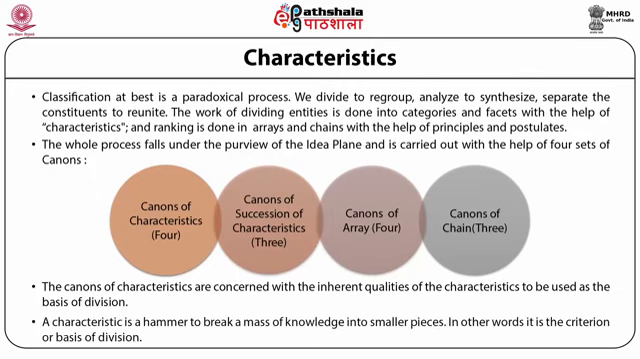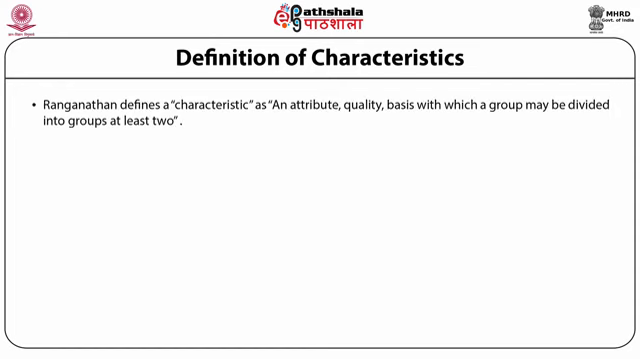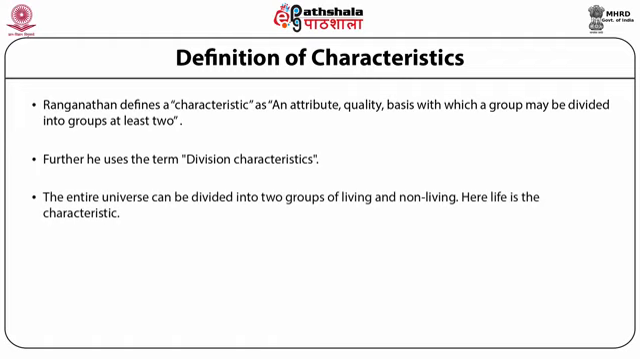A characteristic is a sort of hammer to break a mass of knowledge into smaller pieces. In other words, it is the criterion or basis of division. Definition of characteristics. Ranganathan defines the characteristic as an attribute, quality, or the basis with which a group may be divided into smaller groups, at least two in number. Further, he uses the term division characteristic. The entire universe can be divided into two groups of living and non-living. Here, life is a characteristic of division.